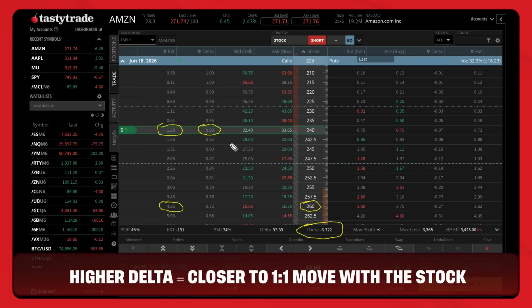Now again, remember, stock price movements are not the only things that are happening in the market. You have time passing, you have volatility changing, and so obviously it's a multifactorial thing as everything is in the market. But just from a pure stock price movement standpoint, I'm going to get 90, it looks like 93 cents on the dollar. So obviously that is giving me closer and closer to the clean delta that I would have if I just bought shares.